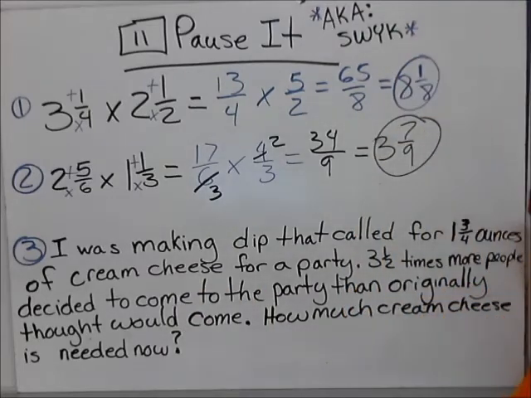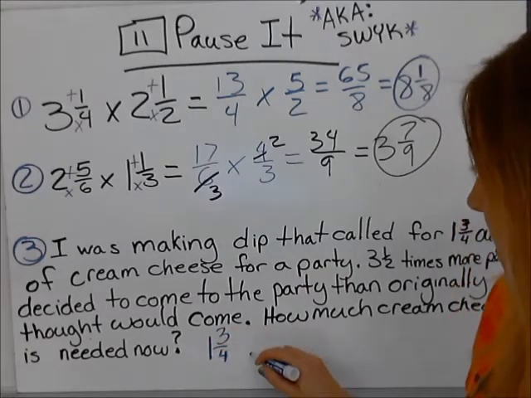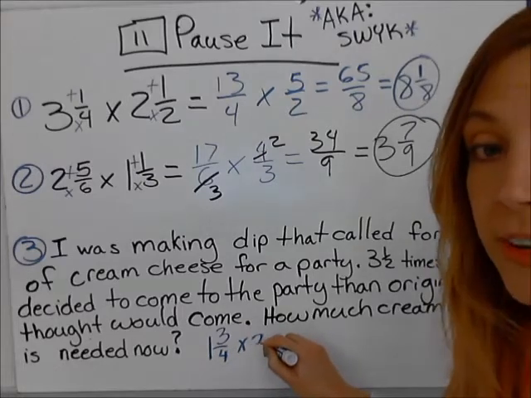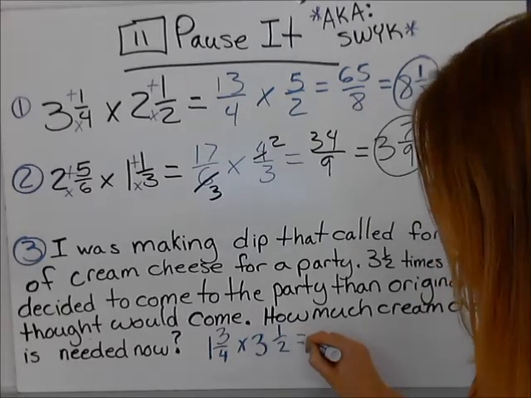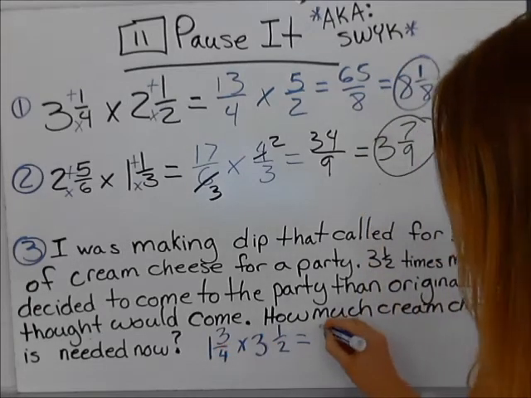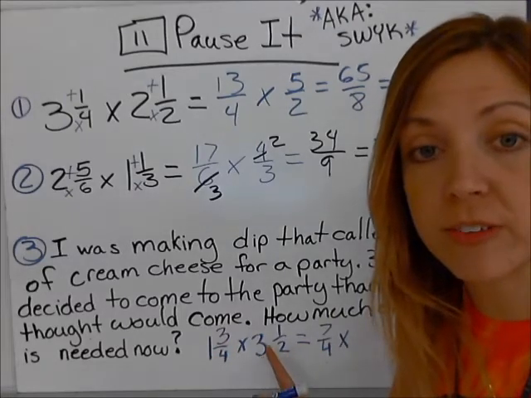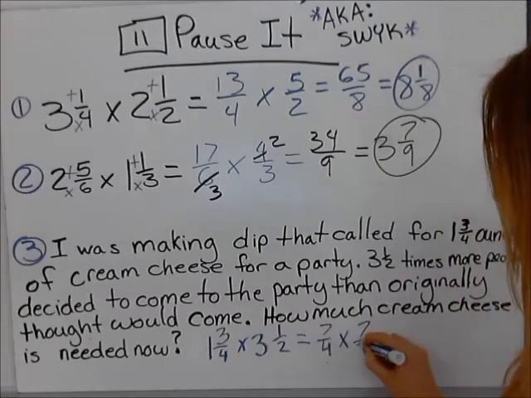Number 3, I was making dip that called for 1 3/4 ounces of cream cheese for a party. 3 1/2 times more people decided to come to the party than originally thought would come. How much cream cheese is needed now? I needed 1 3/4 ounces. Now I have to multiply that times 3 1/2. Again, change mixed to improper. 4 times 1 is 4 plus 3 is 7/4. Again, change mixed to improper. 2 times 3 is 6 plus 1 is 7/2.